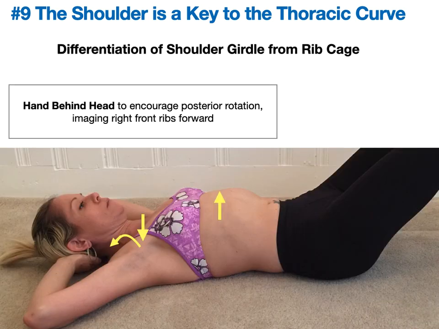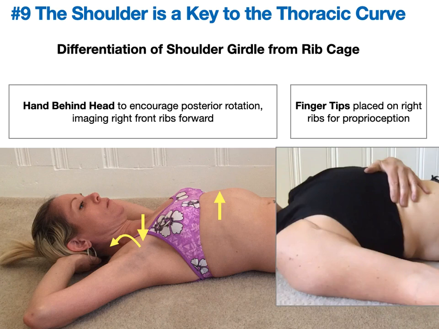Placing the right hand behind the head can create a passive postural correction for the shoulder, and imaging the right front rib moving forward can help stabilize the rib cage. Placing the fingertips on the ribs may provide some proprioception and may eventually be tried with the arm at the side.